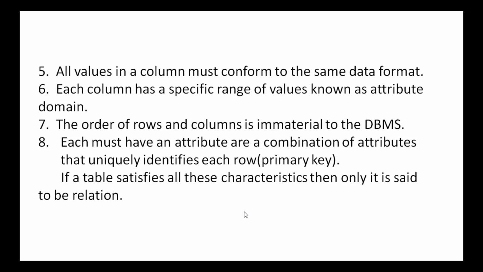Each table must have an attribute, or combination of attributes, that uniquely identifies each row. Every table should have a key. That key is known as the primary key, composed of one attribute or a combination of attributes used to identify each and every row uniquely. If a table satisfies all these characteristics, then only it is said to be a relation.